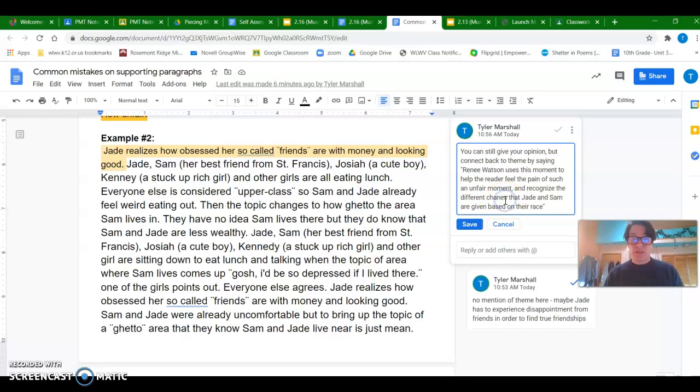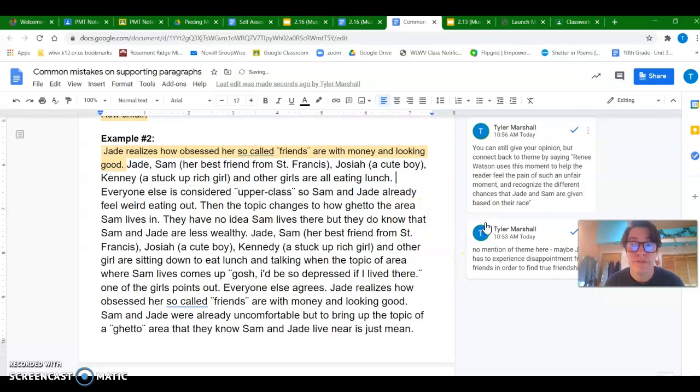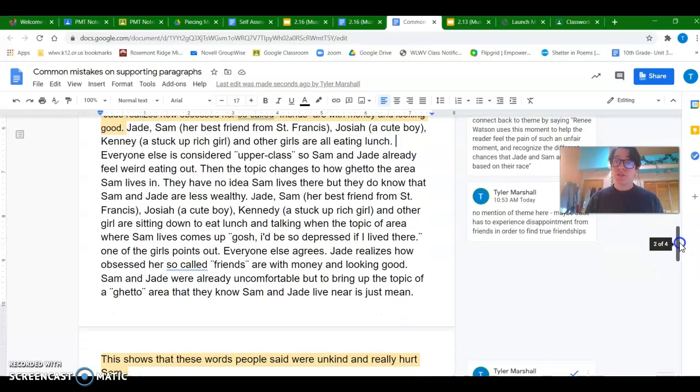Different chances. Okay. So here's another example of not as specific topic, sentence, or reasoning as possible. This one says, Jade realizes how obsessed her so-called friends are with money and looking good. So again, you want to connect back to that theme. So maybe something like Jade has to experience disappointment from friends in order to find true friendships, like set up the paragraph right away to show how it connects to theme.